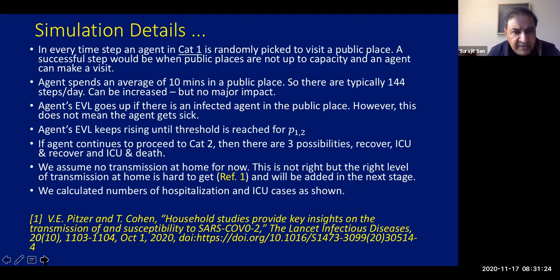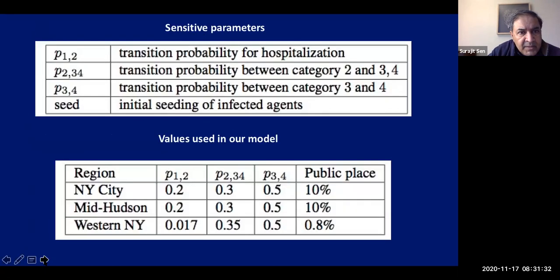And we obviously calculated the number of hospitalization and ICU cases as our main thing to calculate. And as I mentioned, the sensitive parameters that we have are P12, which is the transition probability for hospitalization, P234, the transition probability between category 2 and 3 and 4, P34, the transition probability between category 3 and 4, and then the seed.